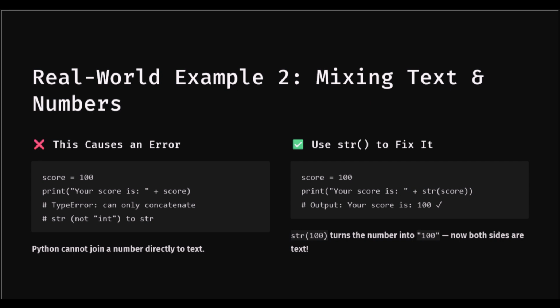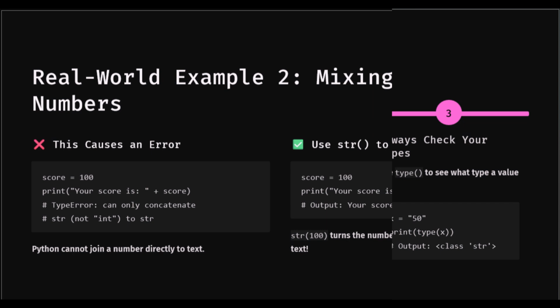To fix this, we use the solution on the right. We wrap our numerical variable inside the str function. By writing str(score), we are temporarily turning that number 100 into the text "100". Now both sides of the plus sign are text. Python can easily join them together. When you run this code, the output will be a perfect sentence: Your score is 100.